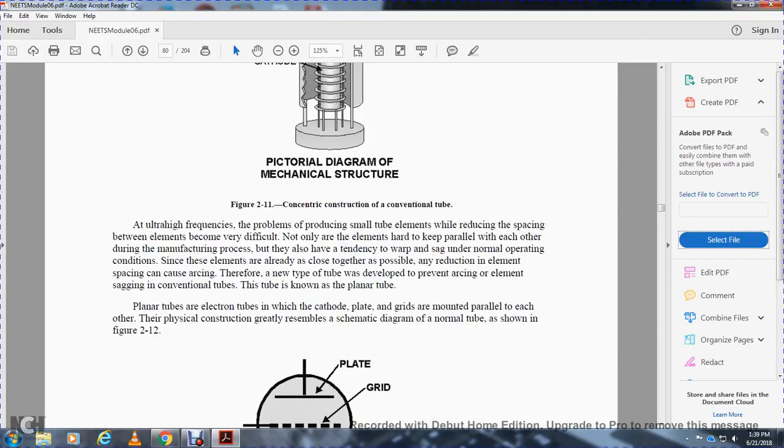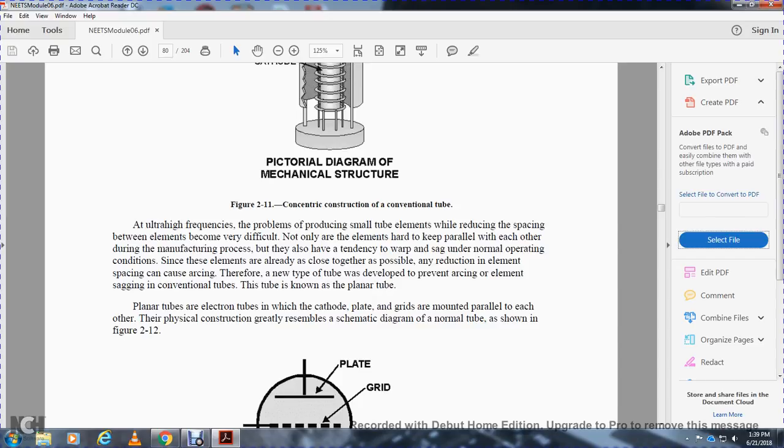In ultra-high frequency tubes, the problem with producing small tubes with reduced space between the elements is that it is very difficult. Elements are hard to keep parallel with each other during the manufacturing process, and they also have a tendency to warp and sag during normal operating conditions. Since the elements are already close together, any further reduction in spacing causes arcing. Therefore, a new type of tube was developed to prevent arcing and element sagging. This tube is known as the planar tube.